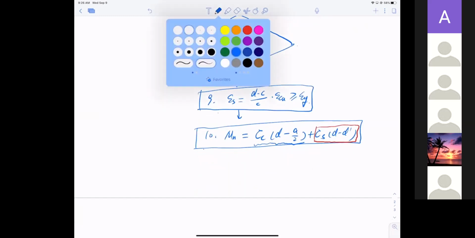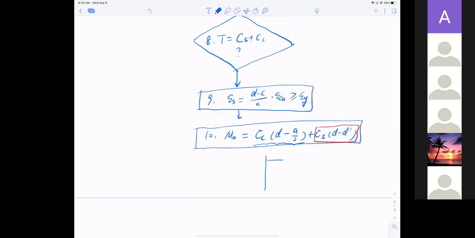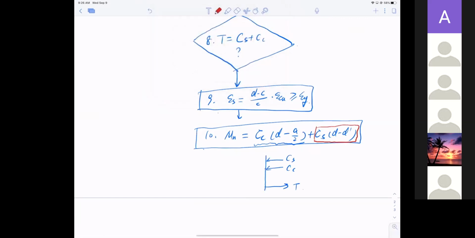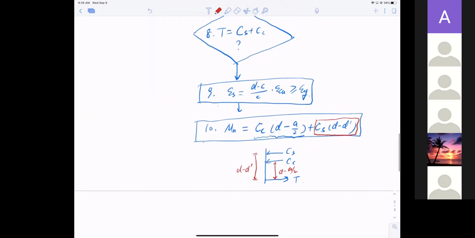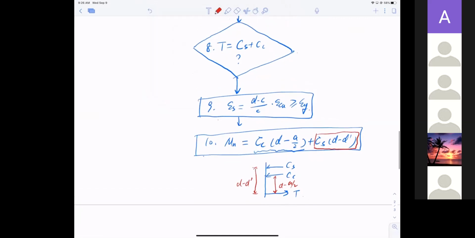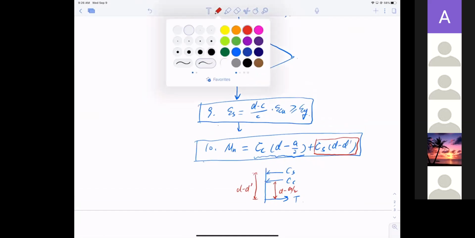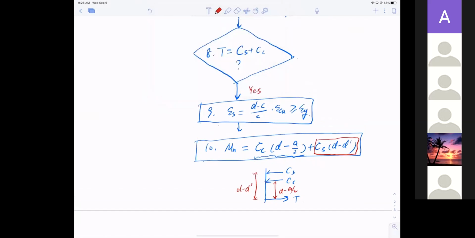Now, how do we sum the moment? Think about it. This is CS from the steel, this is CC, and this is tension T. So we sum the moment with respect to the tension point. Here, this is D minus half A, and here, this is D minus D prime. That's how we sum the moment. That's if we're lucky, under the condition that the tension equals compression criterion is satisfied.